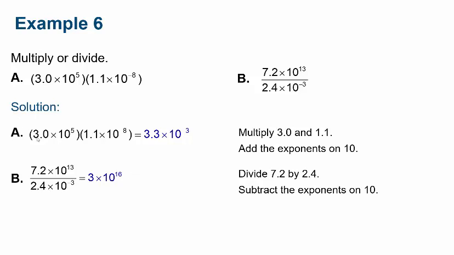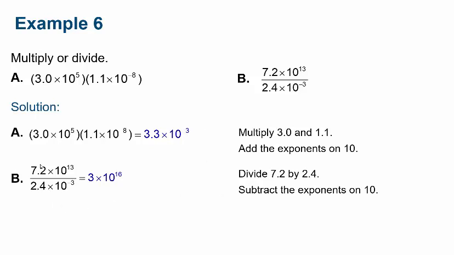I'm going to take 3.0 times 10 to the 5th power times 1.1 times 10 to the negative 8 power. The first thing I'm going to do is take 3.0, multiply it by 1.1, and I get 3.3. And then I'm just going to add the exponents. 5 plus negative 8 gets me negative 3.